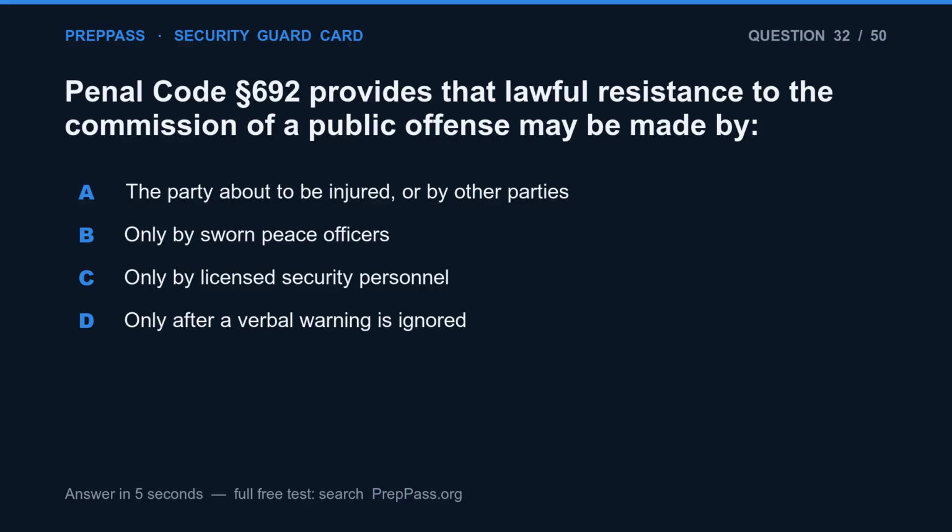Question 32. Penal Code Section 692 provides that lawful resistance to the commission of a public offense may be made by A. the party about to be injured, or by other parties. B. Only by sworn peace officers. C. Only by licensed security personnel. D. Only after a verbal warning is ignored.